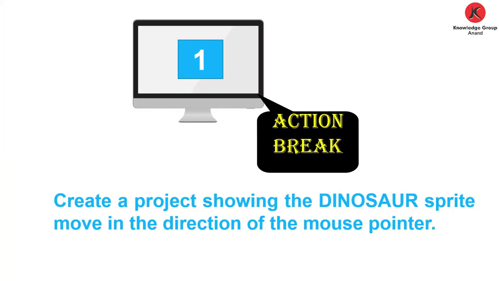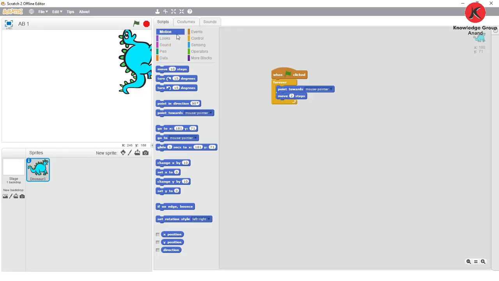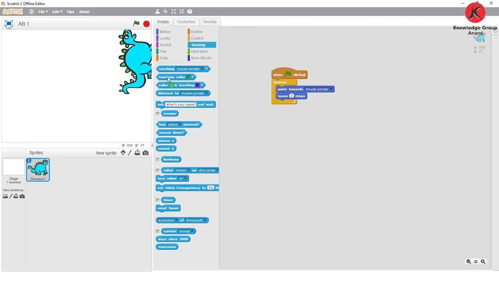Now next one is block categories. Okay, the next block category is sensing. They are light blue color and used to detect different kinds of factors. See here, sensing. Sensing means when any object touches another object or touches any edge, what we want it to do, it will perform anything, like mouse pointer, x and y coordinates. Okay, so it is called sensing.